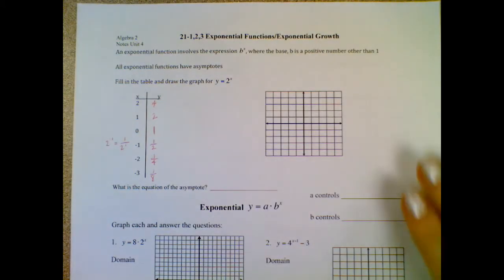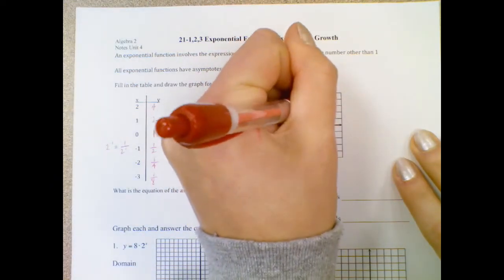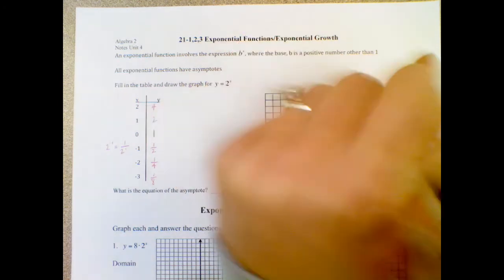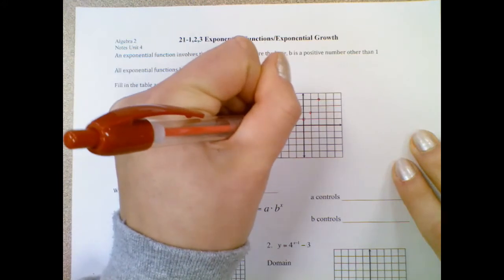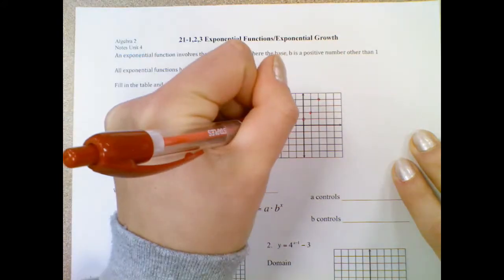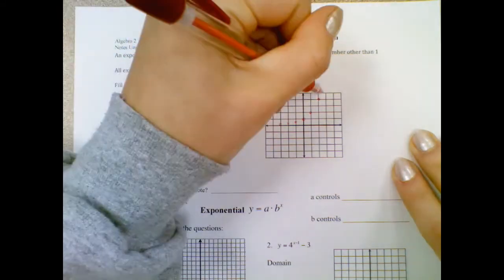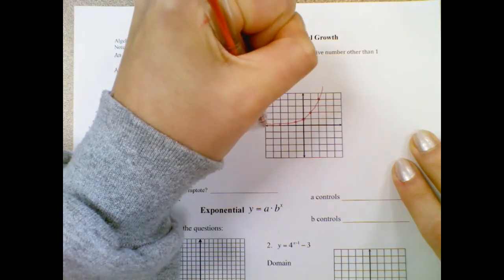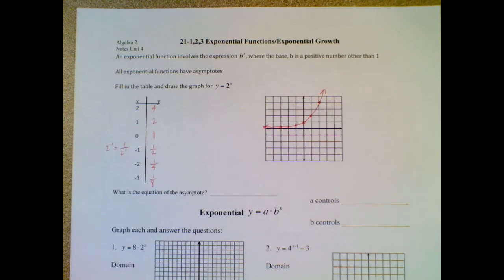All right, so now let's graph this function. 0, 1, negative 1, 1/2, negative 2, 1/4. Oh, it's getting smaller and smaller right here, okay? So this is our function. Alrighty. Then it says, what is the equation of the asymptote?